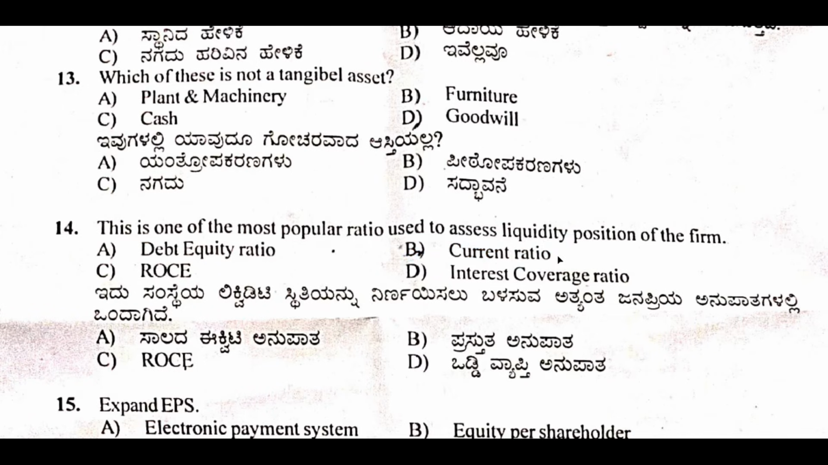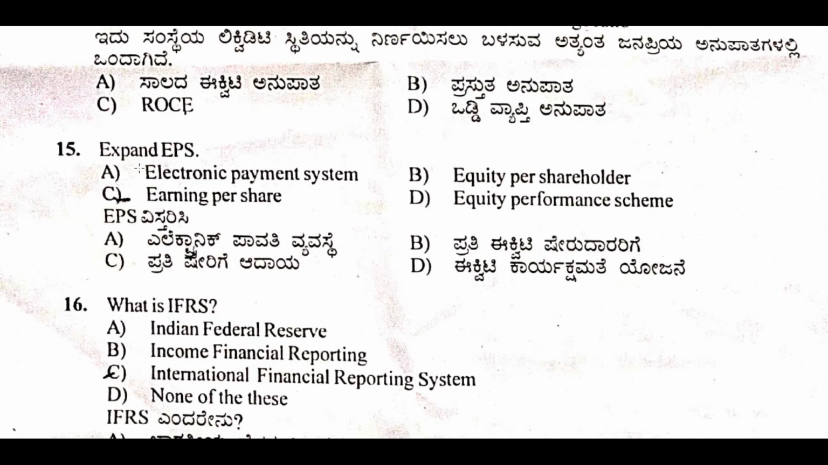Question number 15. Expand EPS. What is EPS? Option A, electronic payment system, or option B, equity per shareholder, or is it option C, earning per share, or is it D, equity performance scheme? So if we are talking about payment methods and payment systems in e-commerce, we could select electronic payment system, EPS is the right answer.